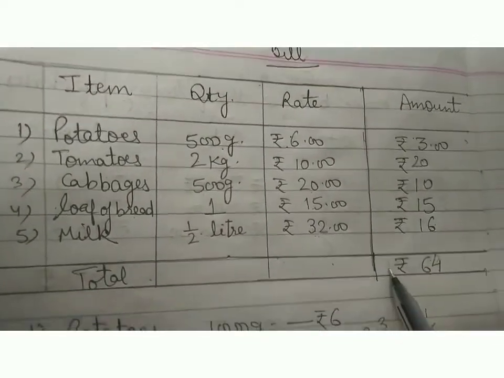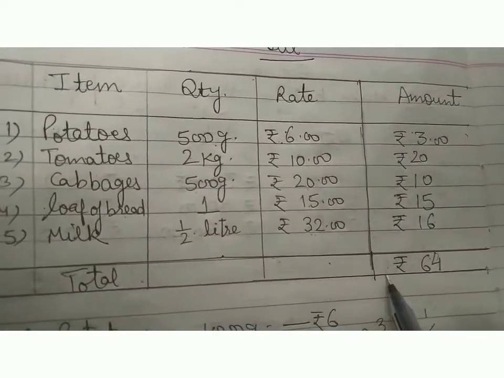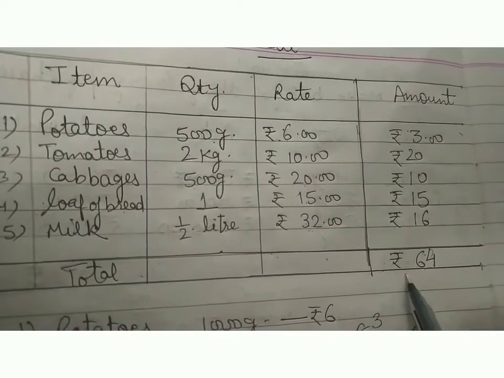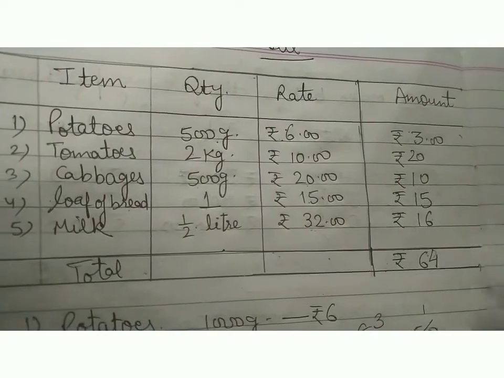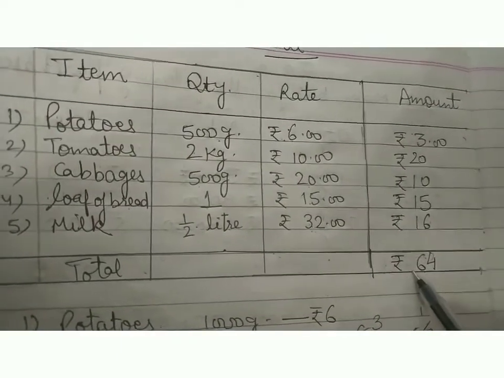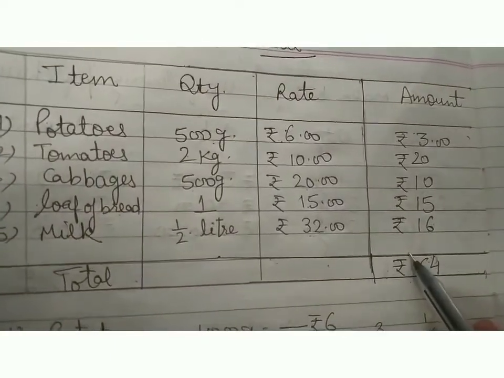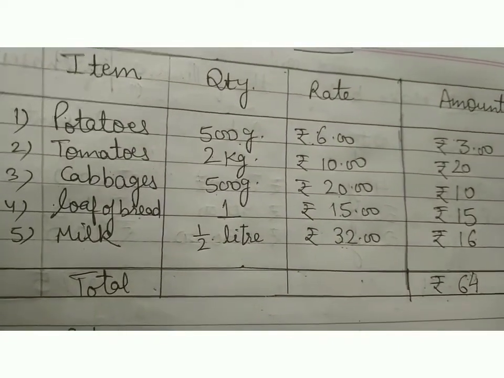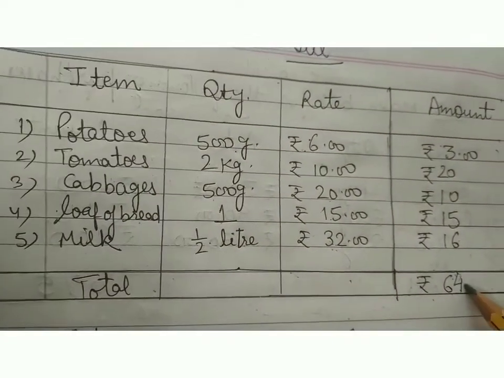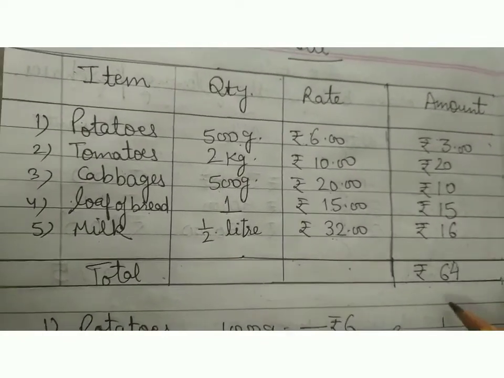Suppose in this case, I have given 100 rupees to the shopkeeper. Okay. So to find out how much amount I will get back, what will I do? I will just subtract this amount from 100. So how much will I get? Yes, you are right. 100 minus 64 is 36. So I will get 36 rupees back.